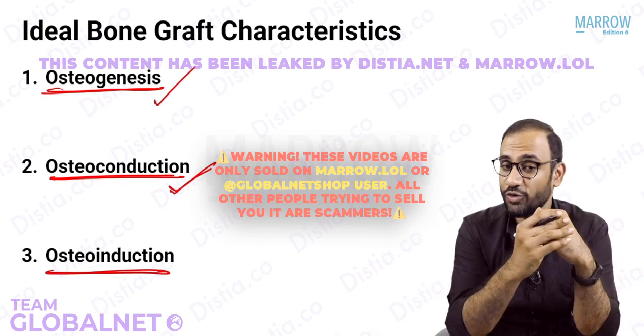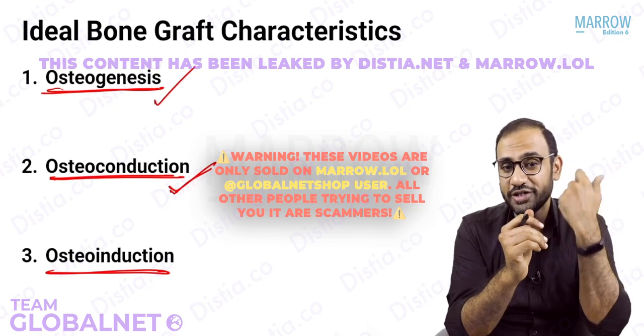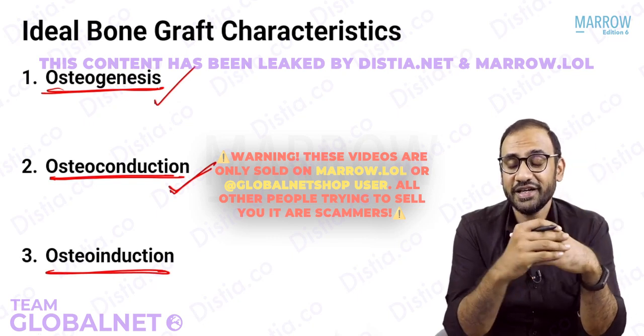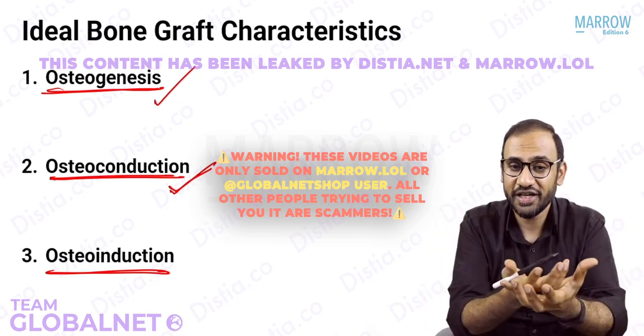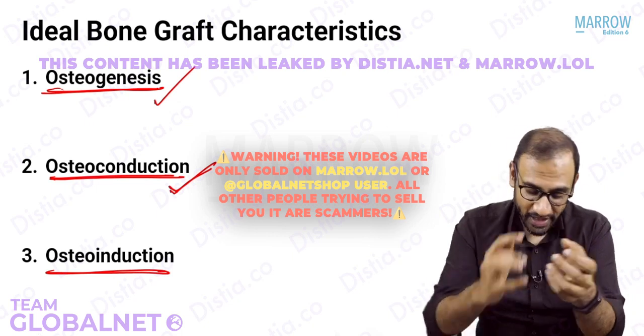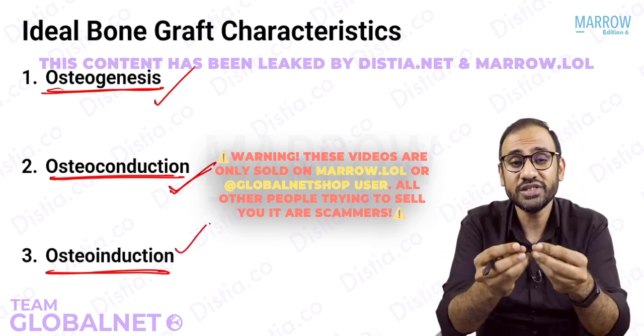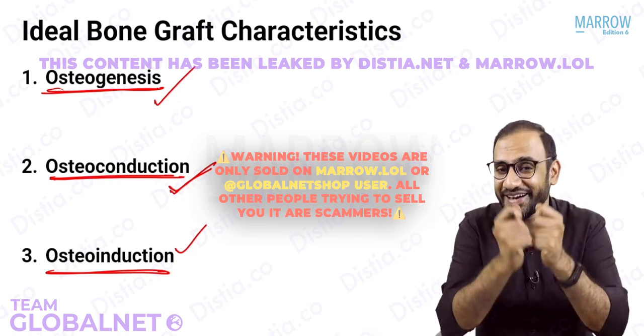So one property of a good bone graft is that it should have osteogenic potential. It should produce new bone on its own. The second property is that it should have a canvas. It should be scaffold-like, with a large surface area like bone, on which the bone will grow, on which the vascular elements will grow. And the third is that it should induce the surrounding neighboring tissue to grow new bone. So it should be osteoinductive.